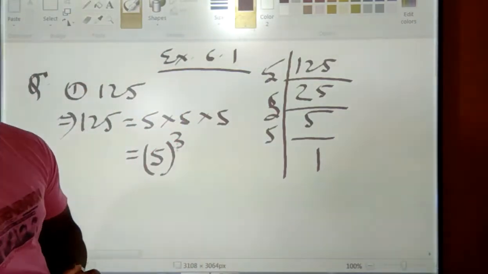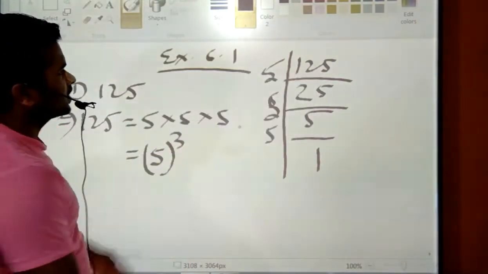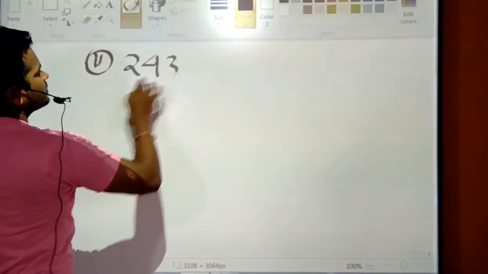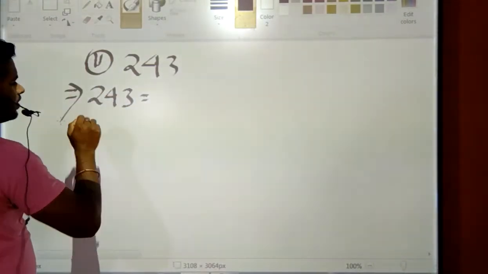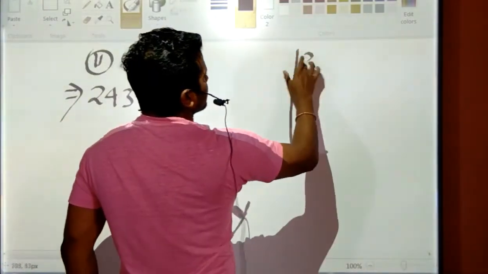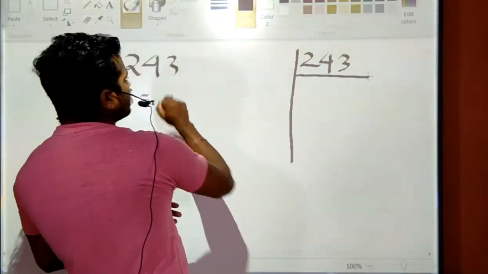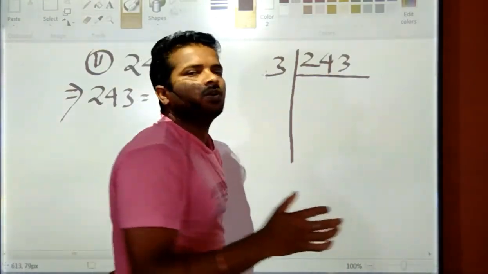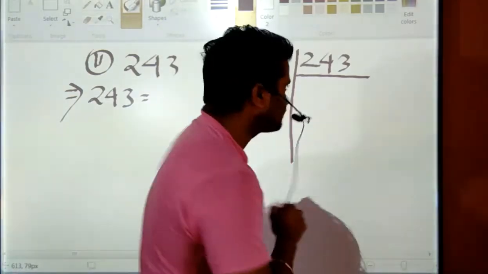Let us do question number 2. Question number 2 is 243. Again the same thing, we need to go for the LCM. When we go for 243, as you can see, the unit place is 3, an odd number, so we will try with odd number 3, because the first odd number is 1, but 1 we are not counting, we will take from 3.